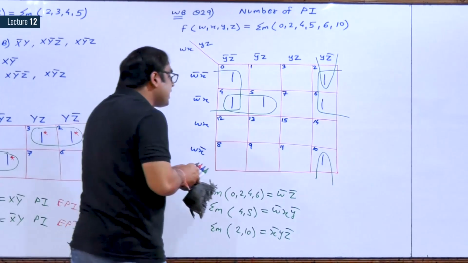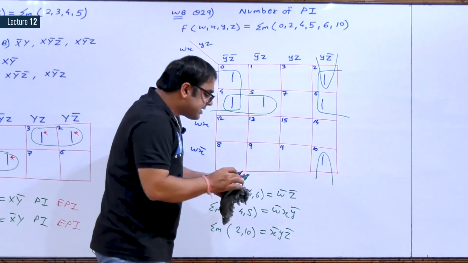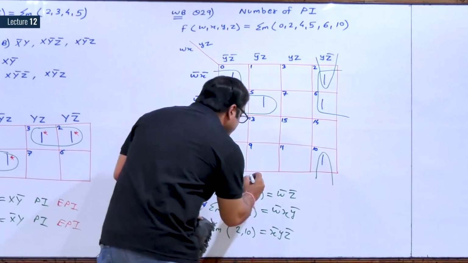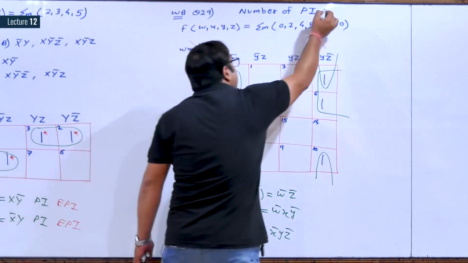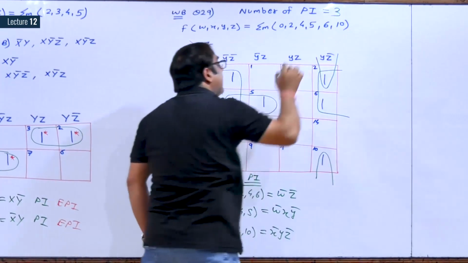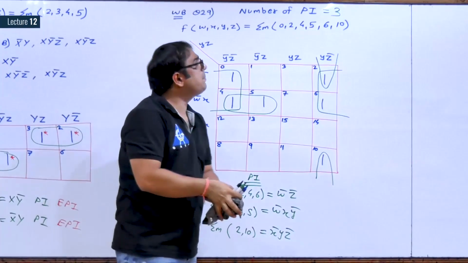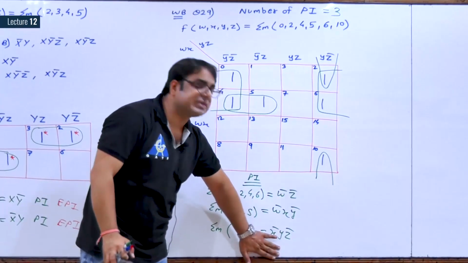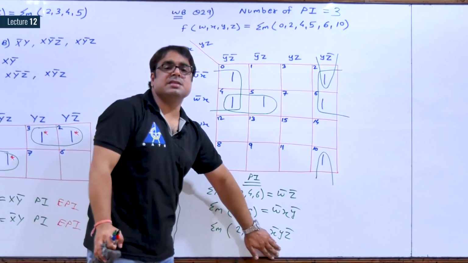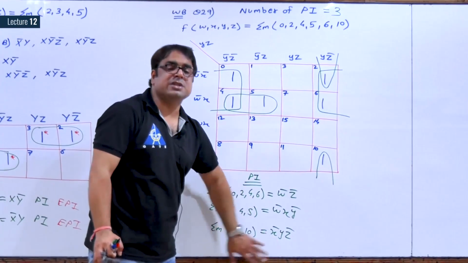Now you have to check. This is the list of prime implicants. We can declare that my answer is 3. There are 3 prime implicants for this given function, and this is the list of the 3 prime implicants.